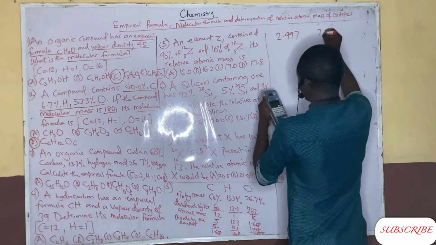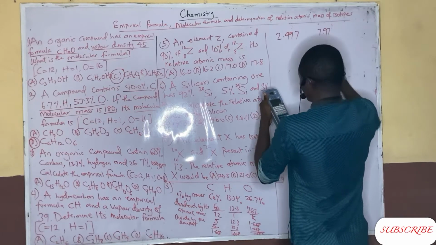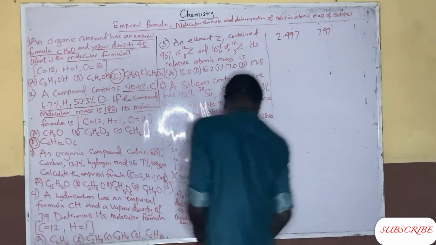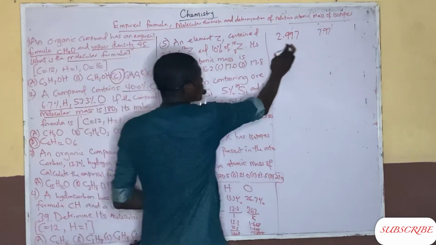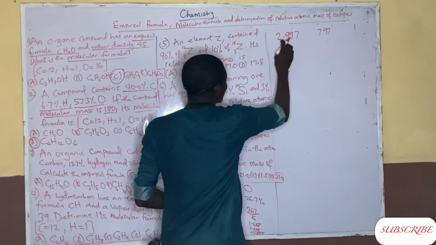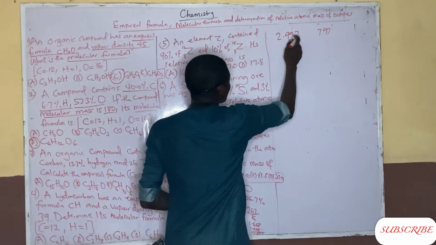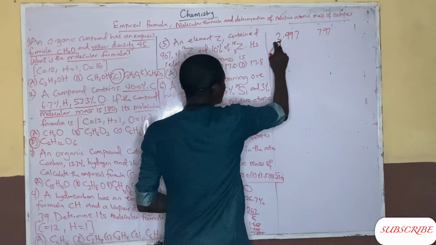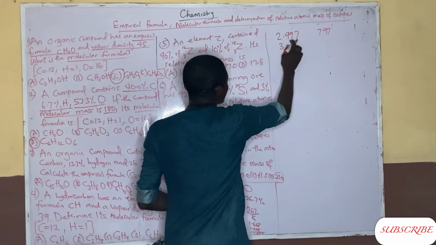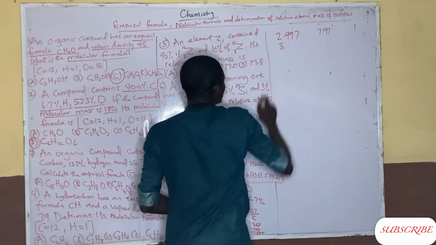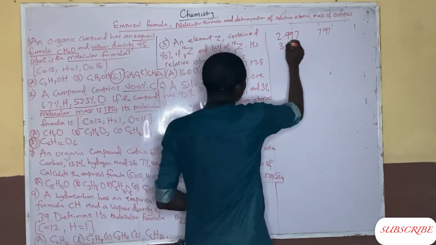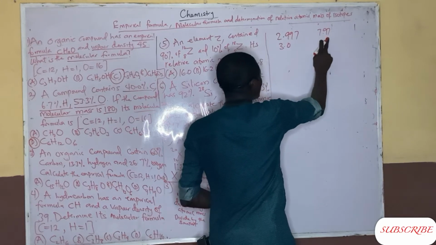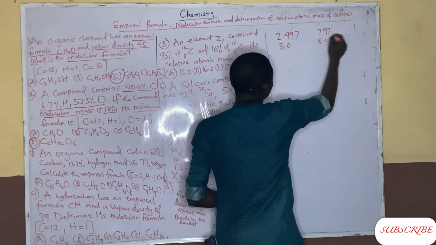That is 7.97. And the last one will give us 1 automatically. So now, this one can be approximated. 2.997 can be approximated to 3.0, which is 3. And 7.97 will be approximated to 8.0, and this one is 1.